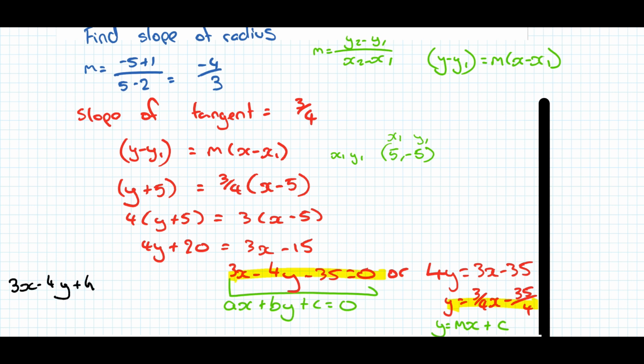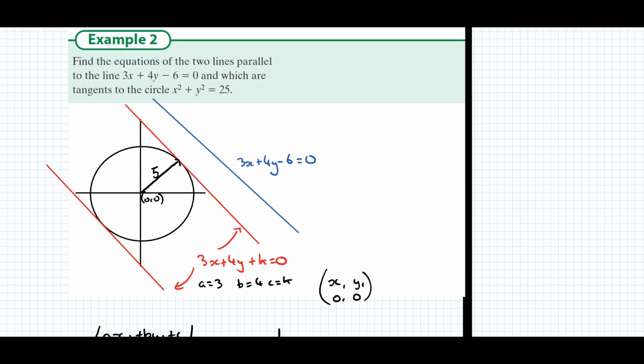3x minus 4y plus k is equal to 0, or y is equal to 3/4 x plus k. They are parallel to the two yellow lines there. We're going to use this in a minute. So next question, find the equation of the two lines.